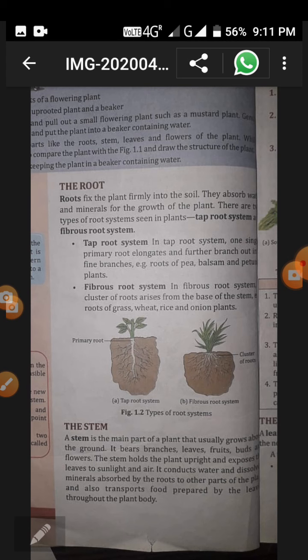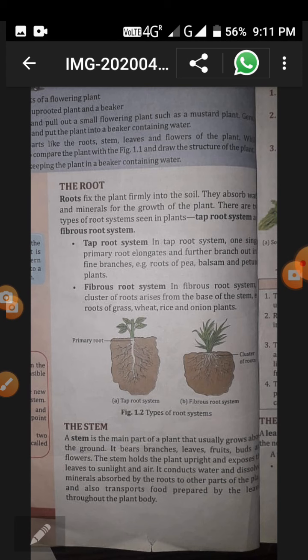Then second type is fibrous root system. In it, no primary root is present. Only fine branches elongate out from the stem's base. This type of root system is called fibrous root system, and this type of roots are called cluster roots. I think it is clear to you.